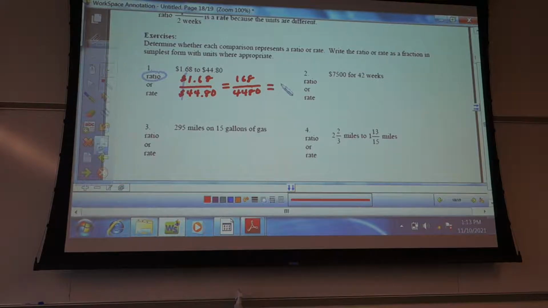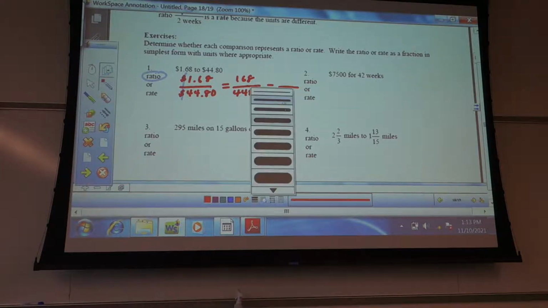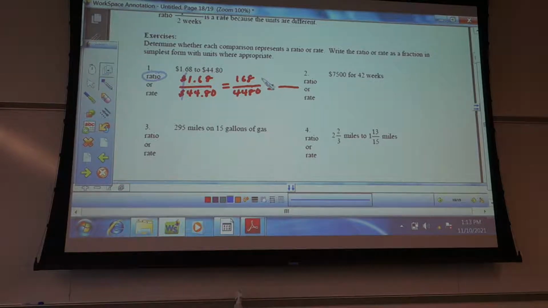So I can rewrite this. If I divide both top and bottom by 8, see what you get. So 168 divided by 8 over 4480 divided by 8, and write those numbers in here instead. I'm going to divide both top and bottom by 8. David, bust out your calculator, divide both the top and bottom by 8 and write down the new number.